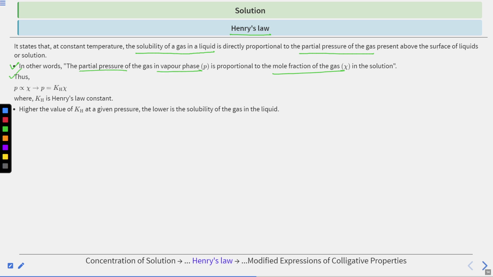Okay. And we can write it as: the vapor pressure is directly proportional to the mole fraction of the gas, and we can introduce a constant here, represented by kh and known as Henry's law constant. So p equals kh times mole fraction. The higher the value of kh at a given pressure, the lower is the solubility of a gas in a solution. So there is a relation between the kh value and the solubility of a gas. They are inversely related. The higher the kh, the lower the solubility, and vice versa.